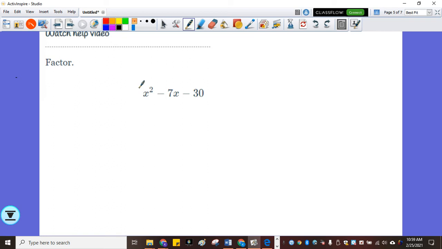Is there a greatest common factor between 1, 7, and 30? What multiplies to get me 1? 1, right? The only thing that multiplies for 1 is 1 and 1. So that means 1 is my only greatest common factor. So we can skip that. So if your greatest common factor is 1, you can skip the step of taking that out. So we can figure out what A is, what B is, and what C is.